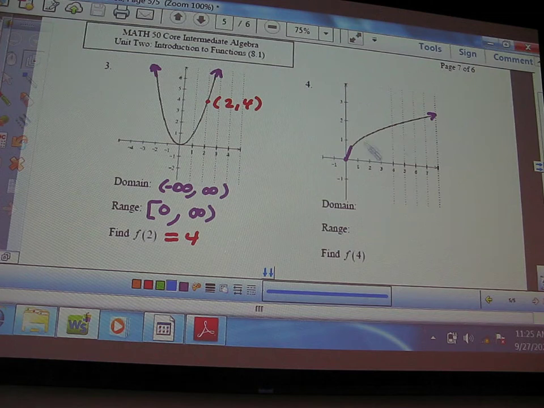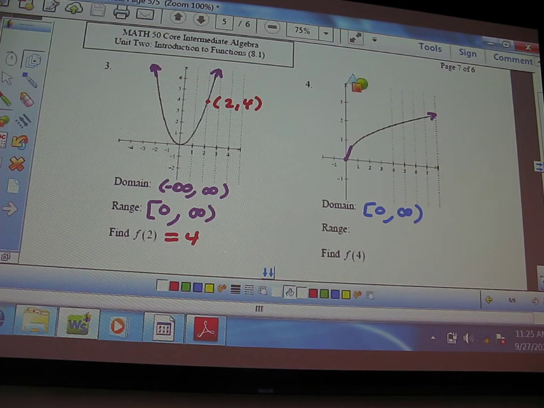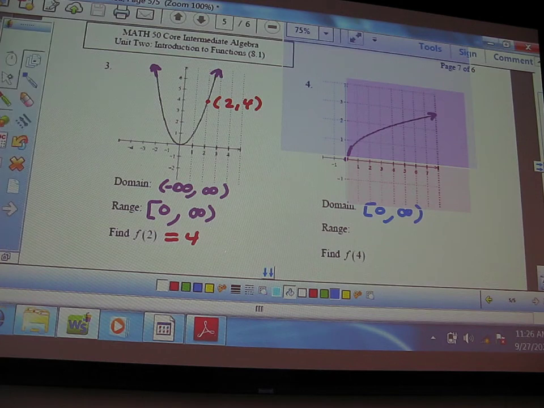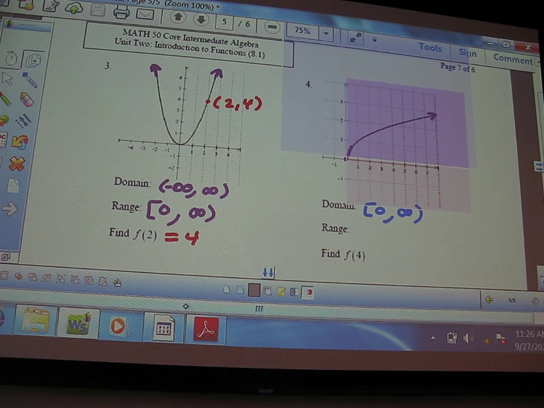Next one, my domain. What's the furthest left I go as I go along anywhere along this line? 0. Can I equal 0? Yes, so it's a square bracket. And then I can go infinitely to the right, so that's going to be infinity. Sometimes it helps to think of shading. I can go anywhere from here on that way. So that's 0 to infinity in terms of my left, right. And then in terms of my up, down, I can go anywhere from here on up. So from 0 to infinity for my range. Sometimes it helps to think of it that way.